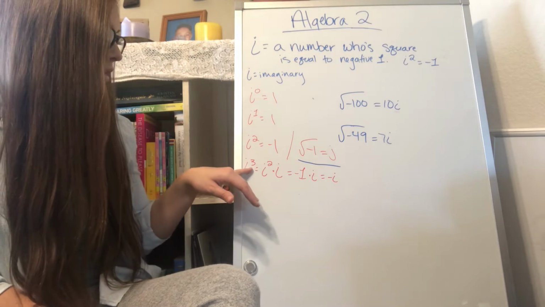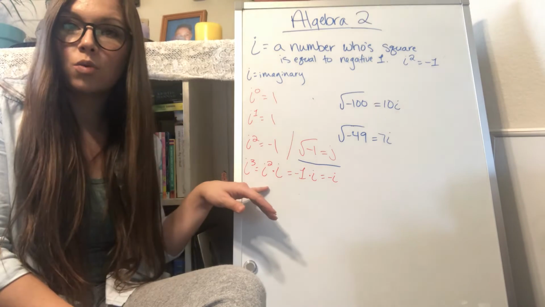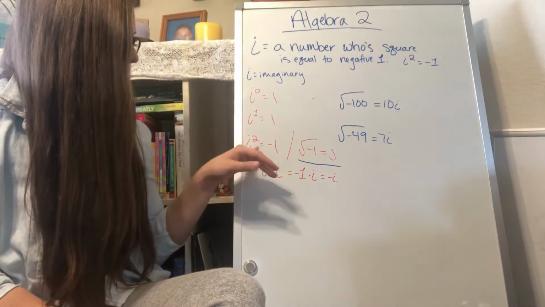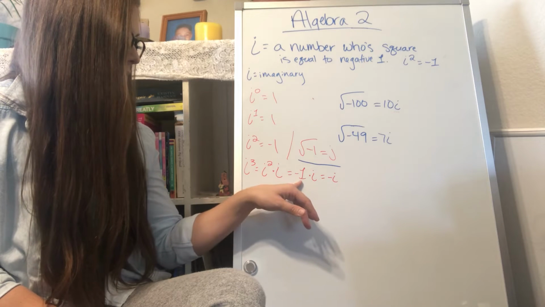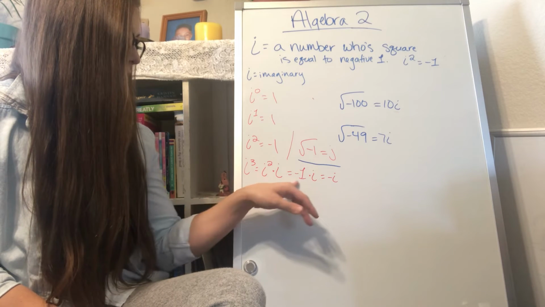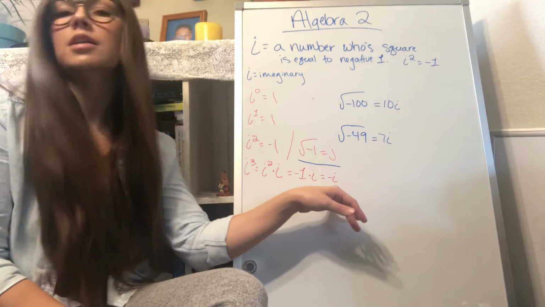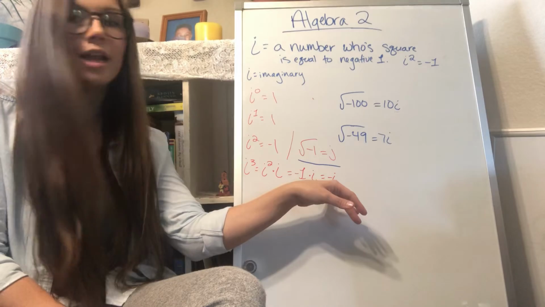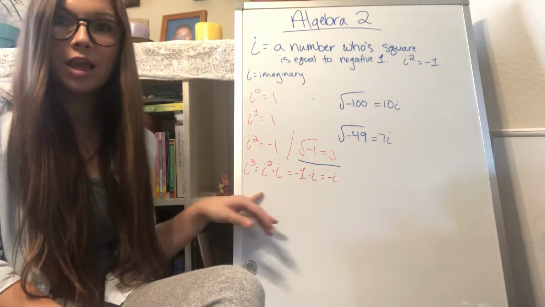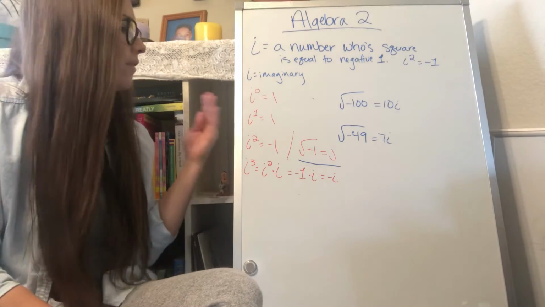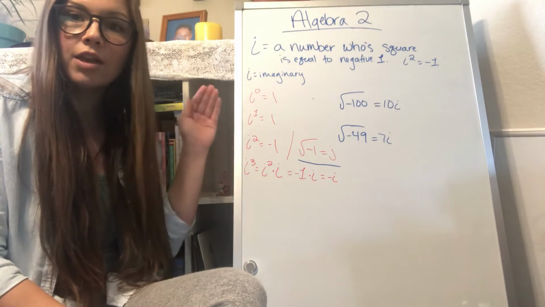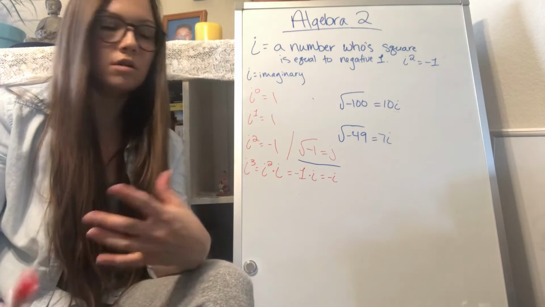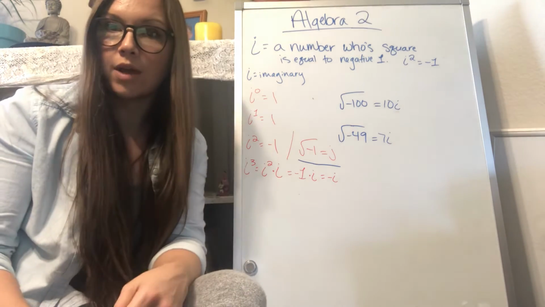i cubed is basically i squared times i, right? So we already established that i squared is -1. So this really becomes -1 times i, so it is -i. So i cubed is -i. Okay, so we basically gave i this meaning and these values, and then we take that and we use it to solve other equations, inequalities, stuff like that, okay?